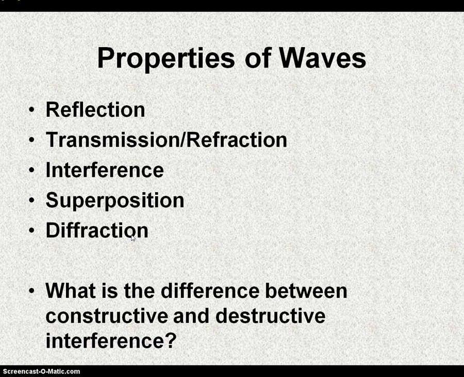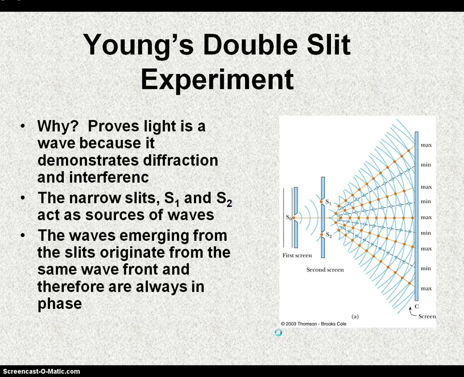So there were experiments going on during the early 1900s and late 1800s in order to prove that light was a wave. So one of those experiments was Young's double slit experiment. And it actually showed constructive and destructive interference of light waves. So recall that constructive interference is when wave amplitudes add together, and destructive is when they subtract from one another. Okay, so Young's double slit experiment was to prove that light is a wave, and the wave properties that it demonstrates are both diffraction and interference.